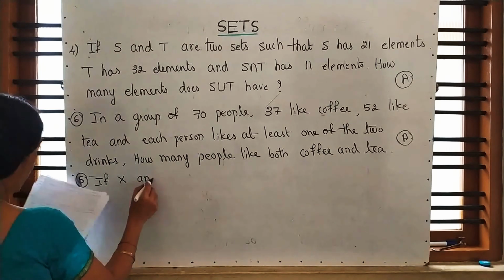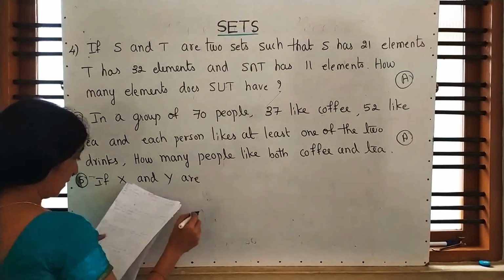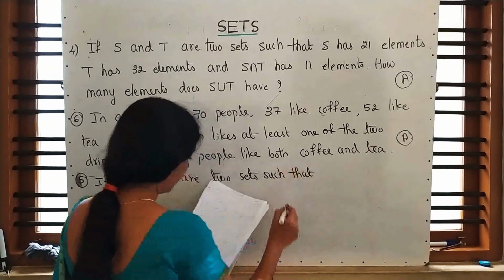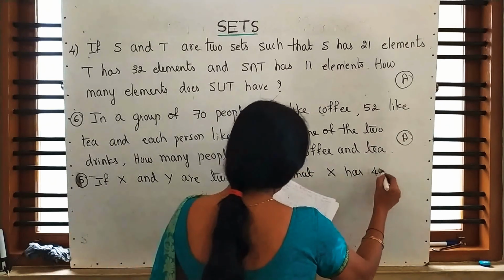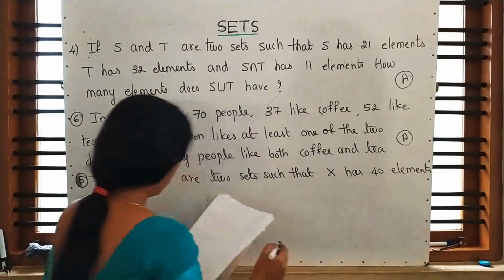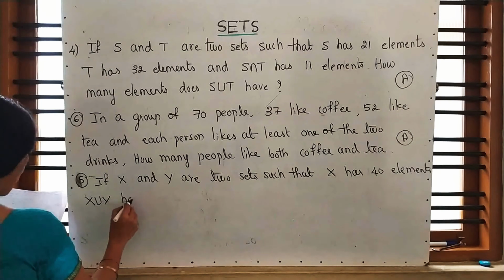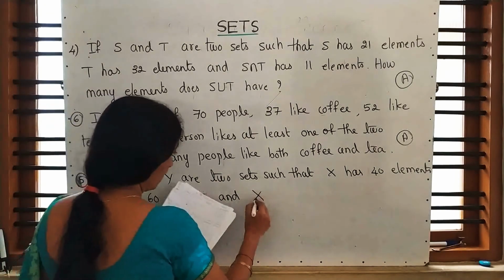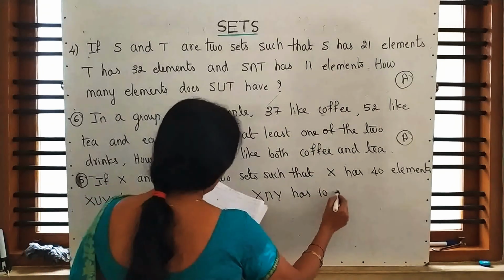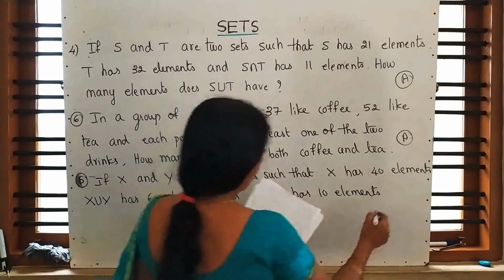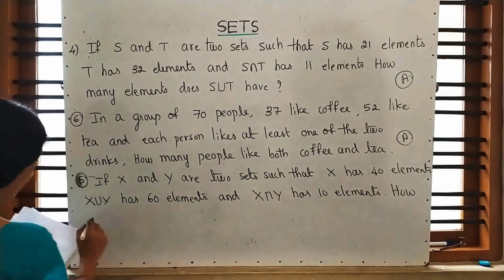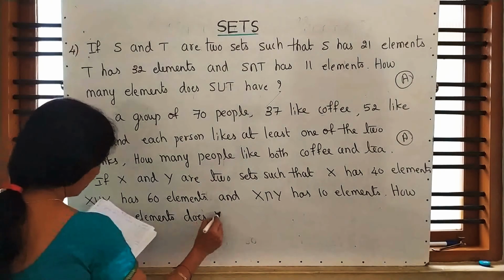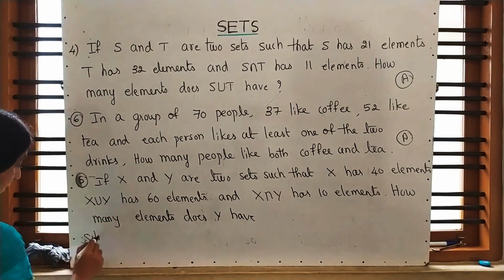If X and Y are two sets such that X has 40 elements, X union Y has 60 elements, and X intersection Y has 10 elements, how many elements does Y have? Here, what is given?